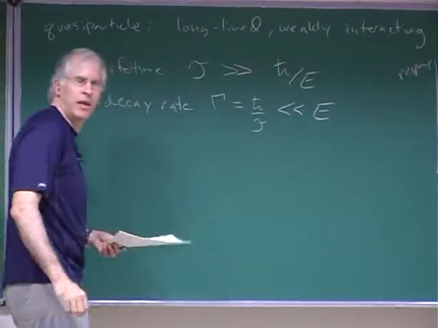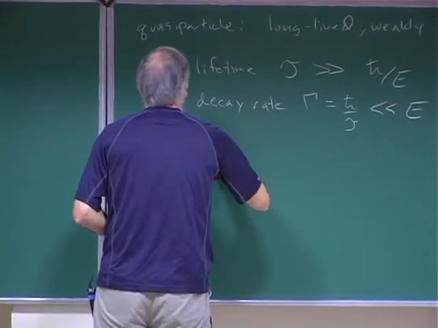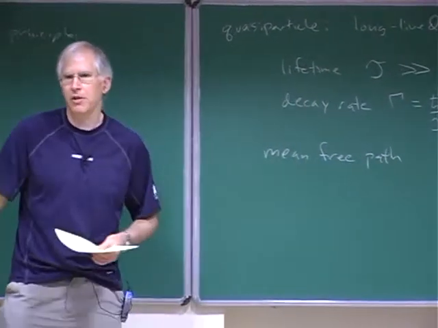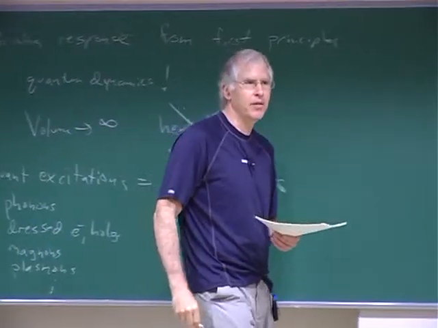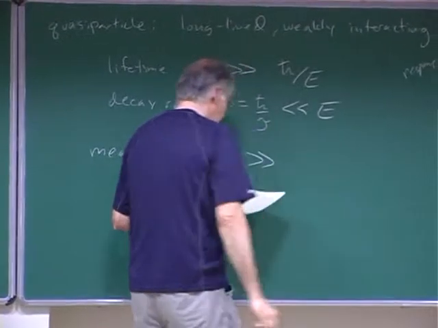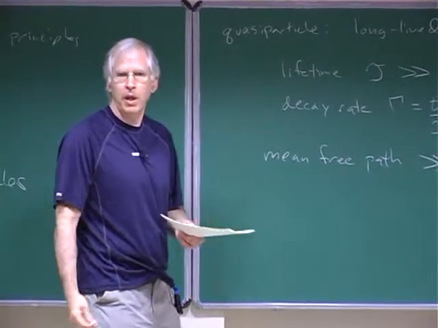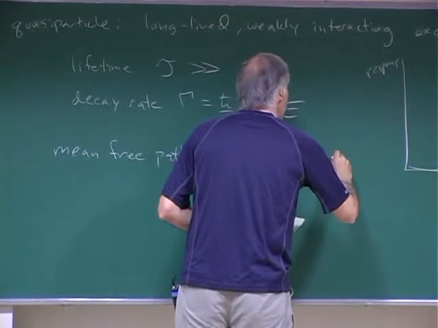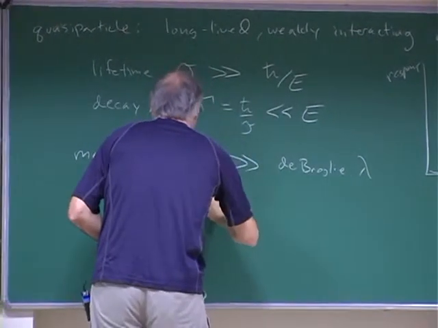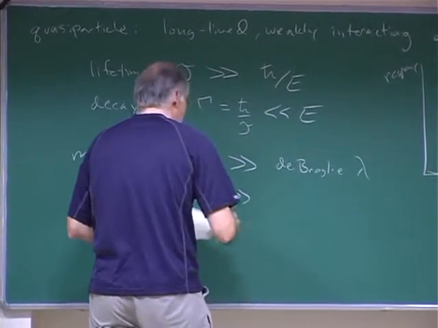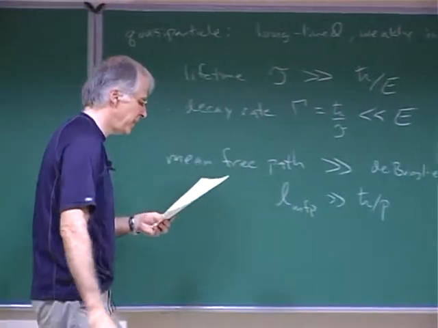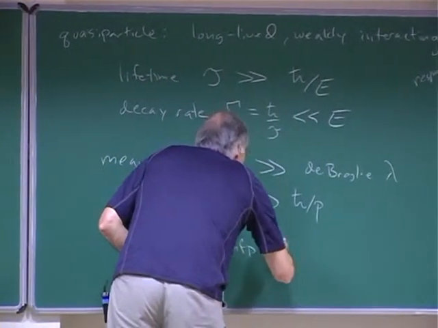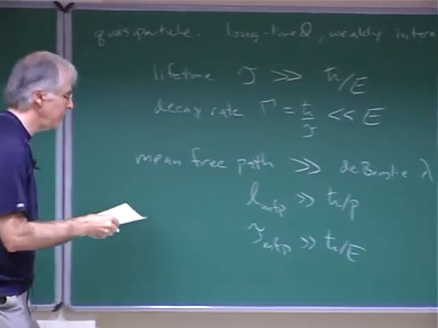Saying it's weakly interacting is saying something about how it scatters. You can talk about a mean free path, typical distance some excitation travels before it scatters off some other excitation. By saying it's weakly interacting, you're saying that distance is large compared to something, and the natural thing to compare it to is the de Broglie wavelength. All right, so in symbols, L, the mean free path, is large compared to h-bar over momentum. If instead you want to talk about a mean free time, the time between scatterings, that's the analogous condition.